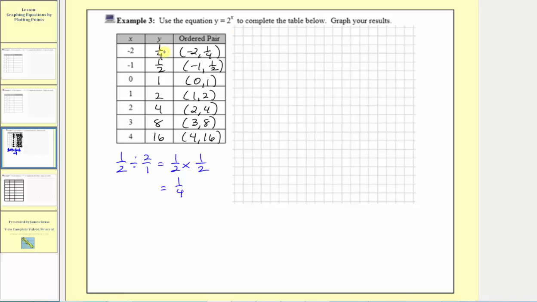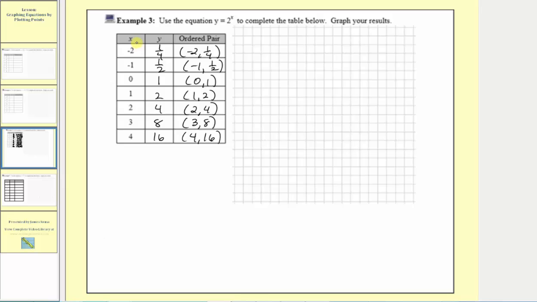Notice how if we continue dividing by 2, or if we want, multiplying by 1/2, the outputs are going to get smaller and smaller as the inputs decrease by 1, and they're going to approach the value of 0, even though they'll never reach the value of 0. Now let's set up our Cartesian plane, plot these points, and sketch our graph.